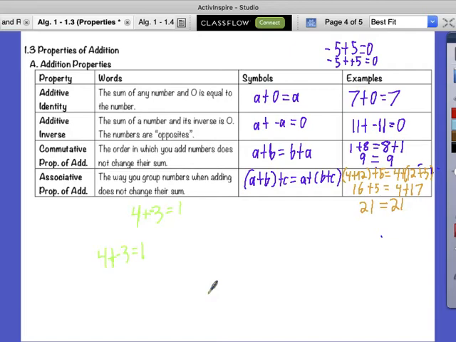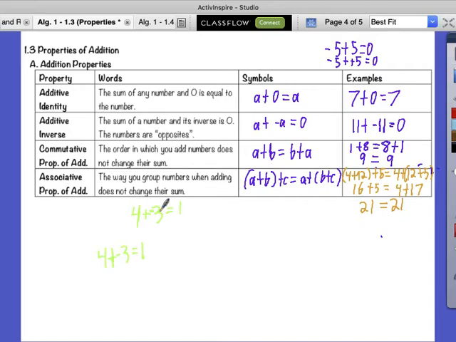Questions on that idea, how you can change any subtraction problem into an addition problem? Now once you change this into addition, now you can use these properties. Now you can rearrange them, now you can add them in any order. But you just have to make sure that this 3 stays a negative 3 the whole time as you move it around or as you do anything else.